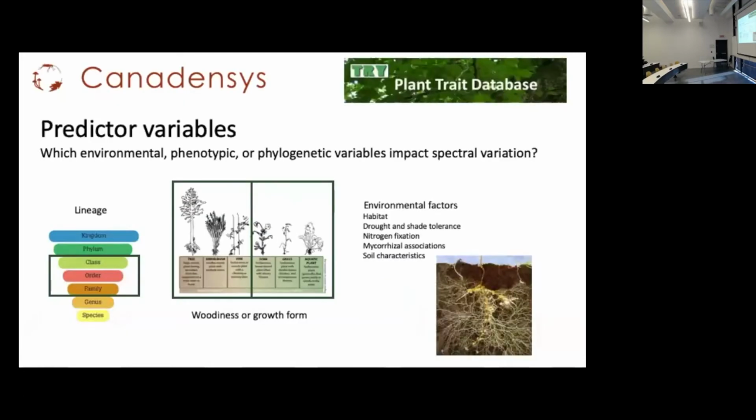And I'm going to be looking at different predictor variables, which include environmental, phenotypic, and phylogenetic variables. So for example, looking at woodiness or growth form, or environmental variables from the plant trait database, such as mycorrhizal associations, nitrogen fixation, and soil characteristics, as a few examples.